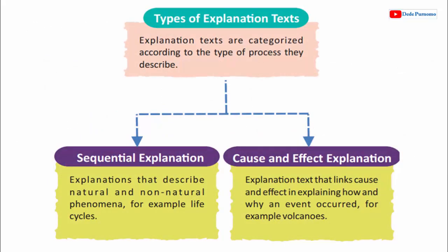Types of explanation texts. Explanation texts are categorized according to the type of process they describe. The first, sequential explanation: explanation that describes natural or non-natural phenomena, for example, life cycles. Cause and effect explanation: explanation text that links cause and effect in explaining how and why an event occurred, for example, volcanoes.